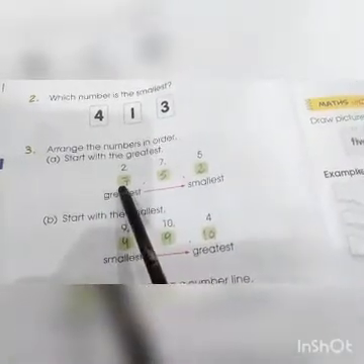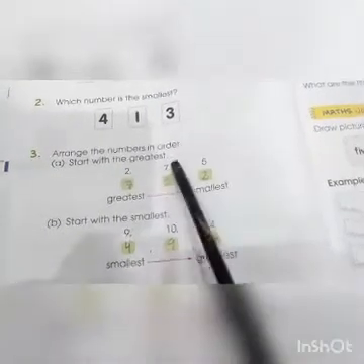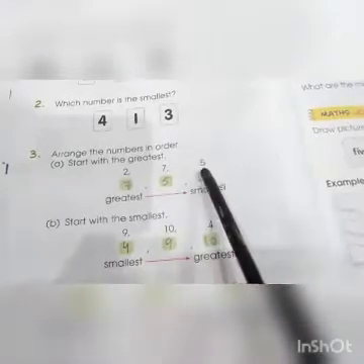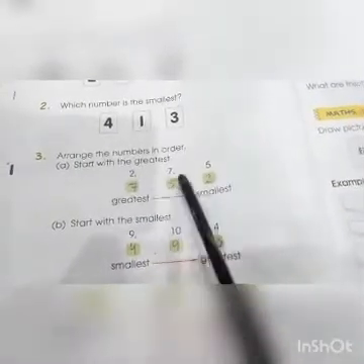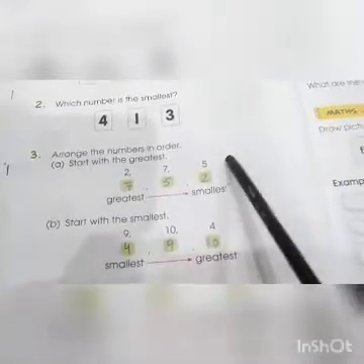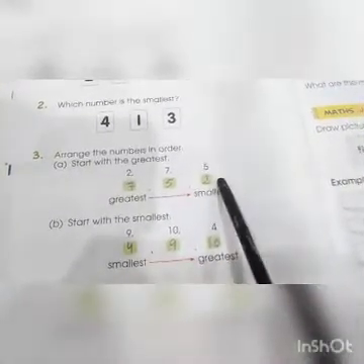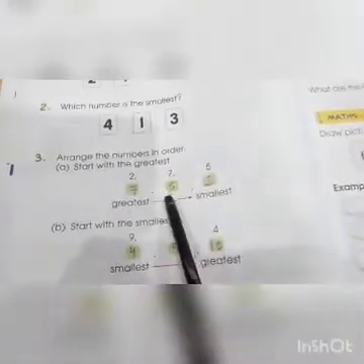Okay. So, we write 7 in the first blank. Then, which is the greater? 5 is the greater. We write 5. And which is the smallest? 2. 2 is the smallest. Okay. 7, 5 and 2.